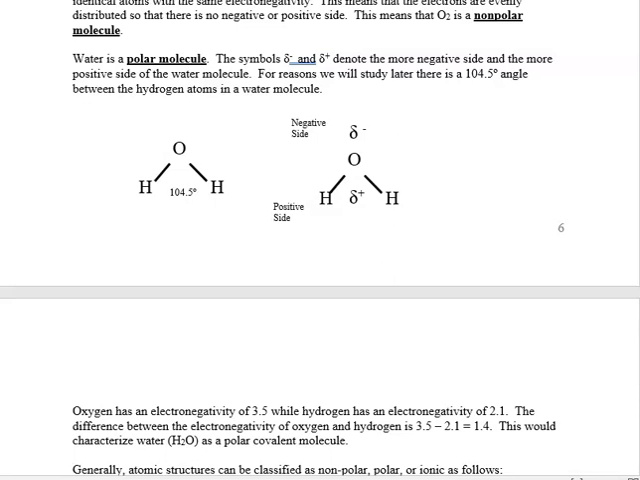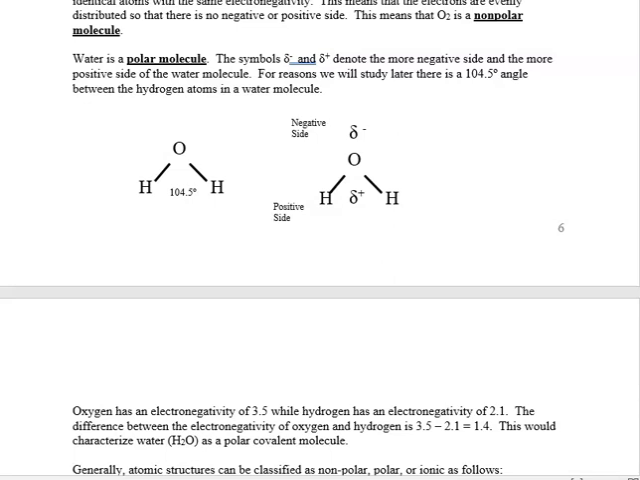For reasons we will study later, there's a 104.5 degree angle between hydrogen atoms in a water molecule. The oxygen is more electronegative than hydrogen. It's not electronegative enough to totally take hydrogen's electrons away from it, but it does tend to pull all of the electrons towards it. So oxygen tends to pull all the electrons in that molecule towards it. That means the oxygen side of a water molecule is the negative side.